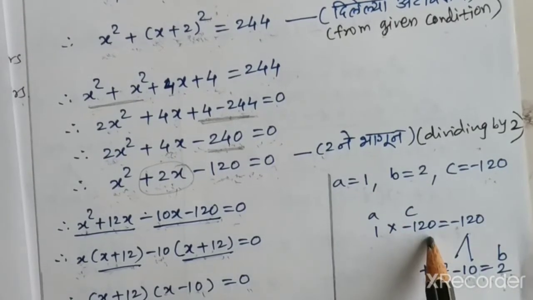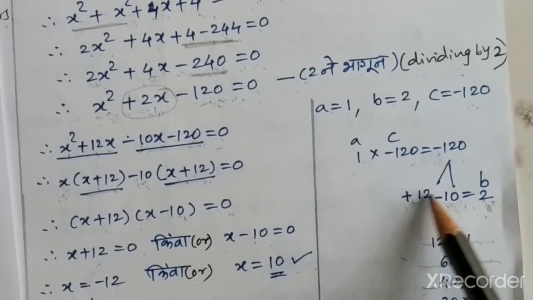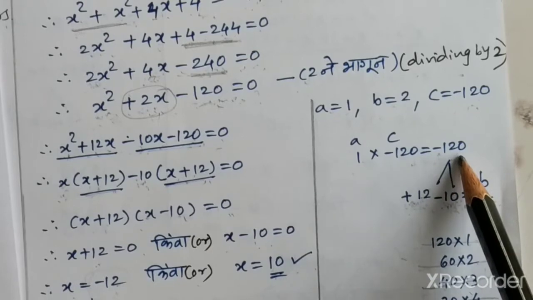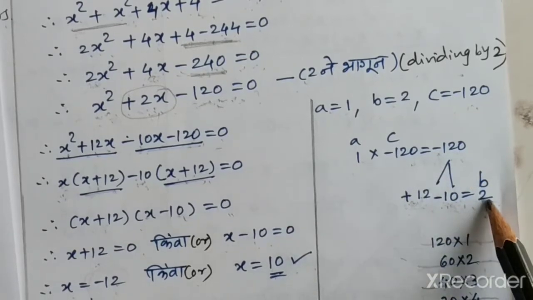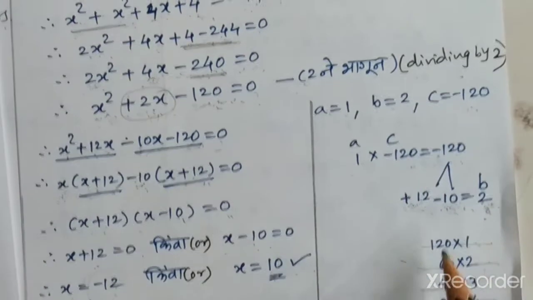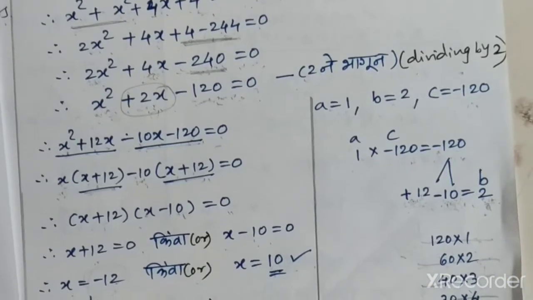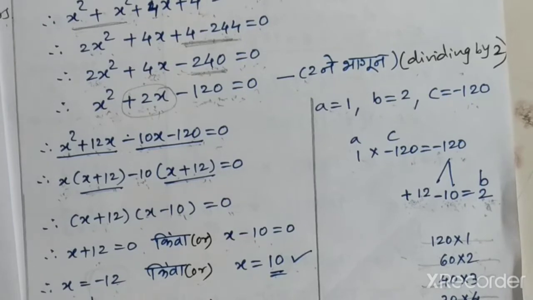So a into c, 1 into minus 120, is equal to minus 120, and we have to find two numbers such that their product is 120 and their addition or subtraction is 2, because b is 2 here. Now find the pairs having product 120. So 120 into 1, 60 into 2, 40 into 3, 30 into 4, and 12 into 10. All these pairs have the product 120. So we have to select the suitable pair, meaning the accurate pair.